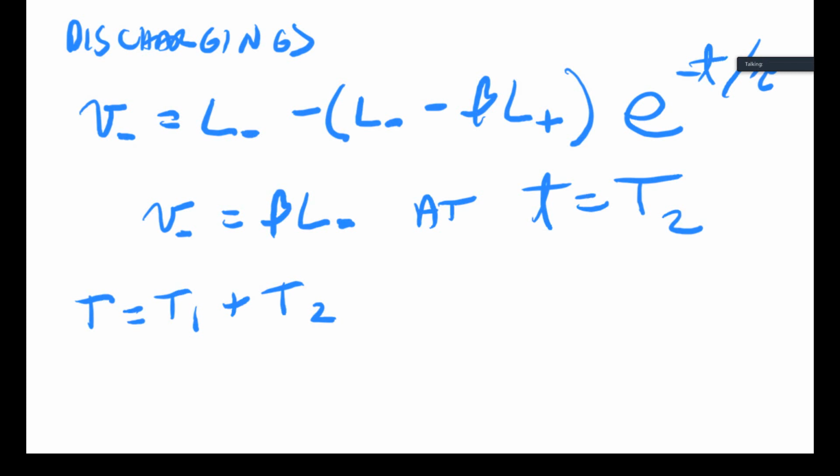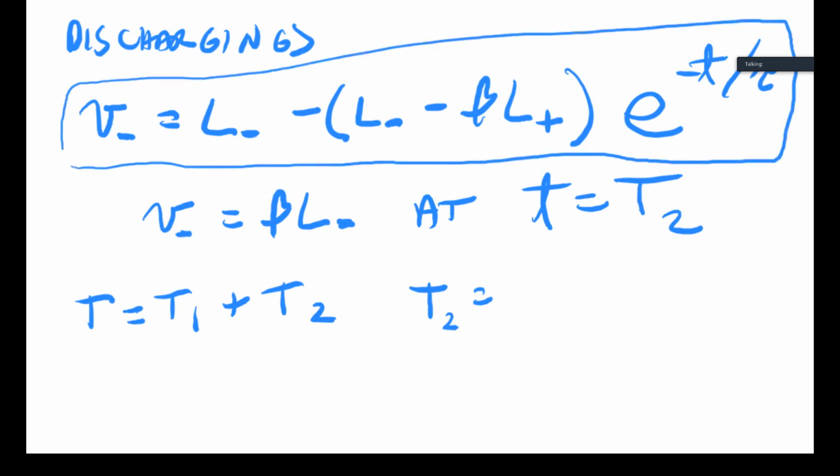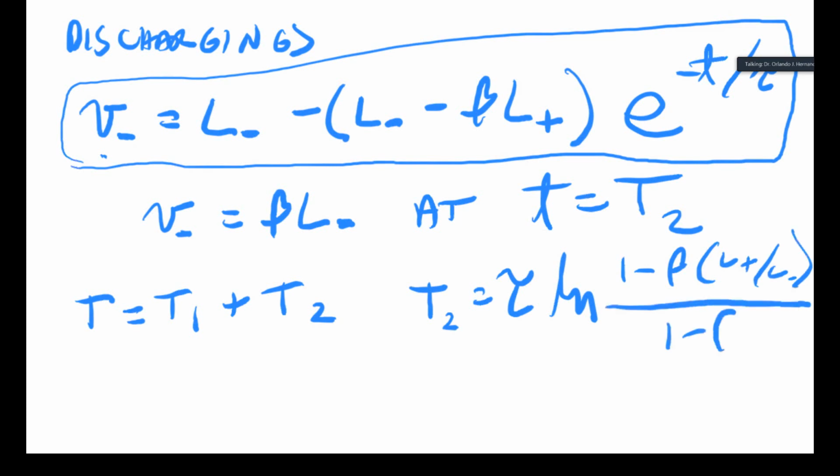Let's take for example T2, and the same can be said for T1. For T2, if we solve the discharging equation, which is here, for T2 by just putting T2 in place of t and beta L minus in place of V minus, what we'll get is that T2 is tau ln of (1 minus beta L plus over L minus) over (1 minus beta).